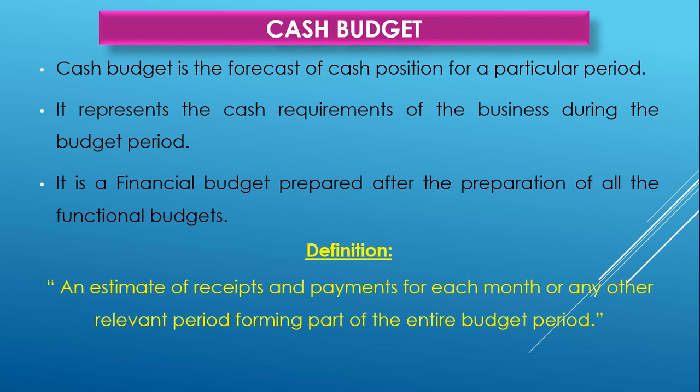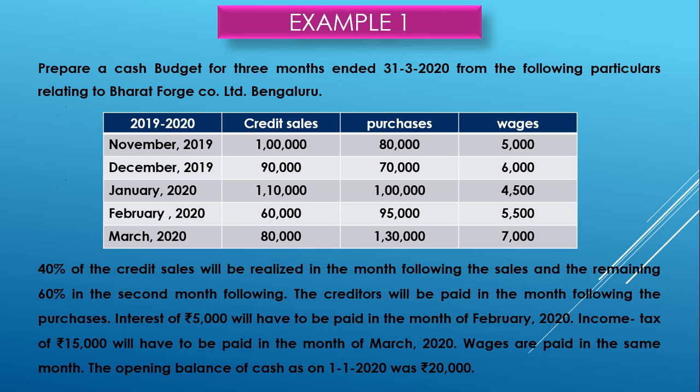What the definition says, it is an estimate of receipts and payments for each month or any other relevant period forming part of the entire budget period. So you can see it is an estimate of receipts and payments for each month. Alright. Now we will move forward to the example through which we can understand the cash budget in a better way. So let's move towards example number 1.